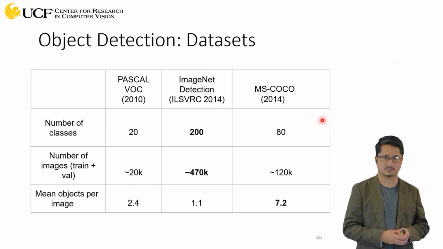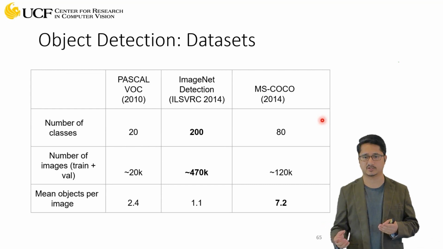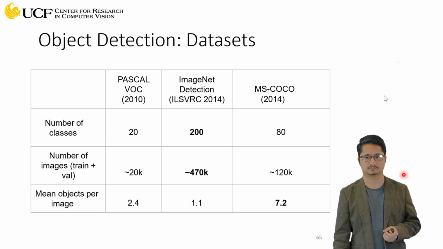To train your models, whether it's object detection or classification, you need some kind of dataset, and for that you need labels.